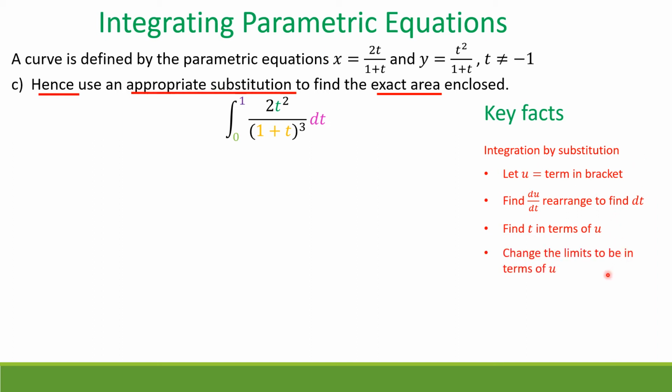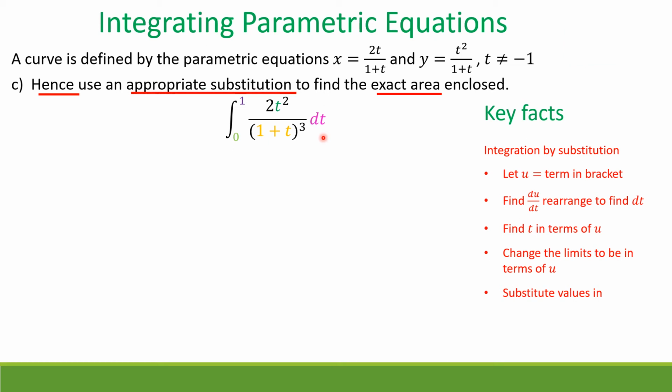You're then going to change the limits. So instead of being t values, you're going to convert these to be u values. And then you're going to substitute all these things that you've just worked out. So these last 3 bullet points here that you've just worked out, you're going to substitute the values into this expression so it is all in terms of u. Once it is all in terms of u, you will then be able to integrate and work out the answer. Press pause, have a go at working out the answer, and then press play when you're ready to hear.